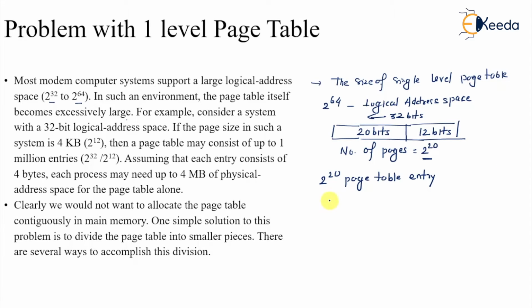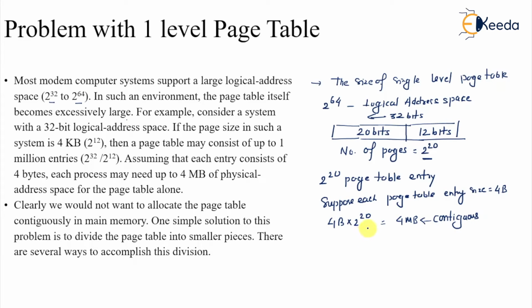Now suppose each page table entry size is equal to 4 bytes. Then this will become 4 bytes times 2 to the power 20, which is 4 megabytes. This 4 megabytes should be contiguous. It is not the issue with 4 megabytes, but it has to be contiguous, and this is needed only for the page table.